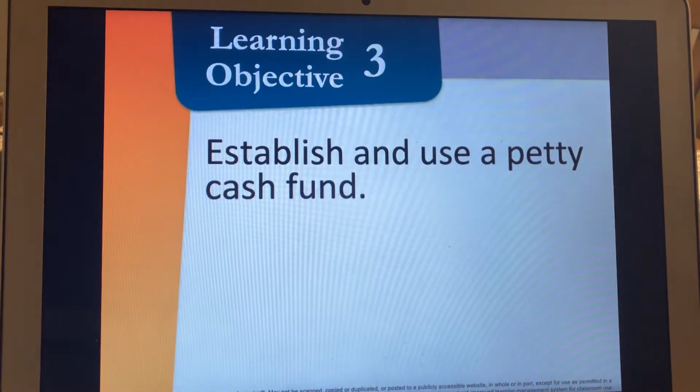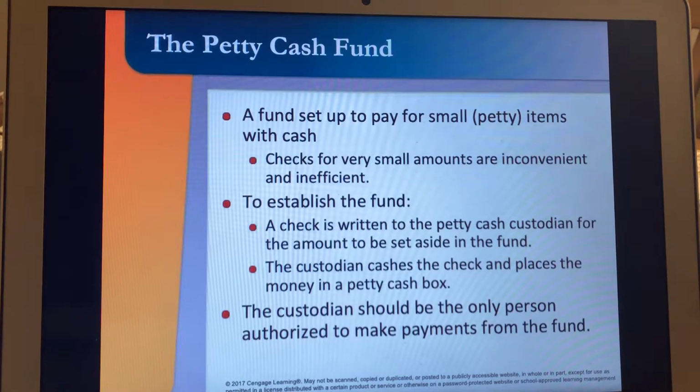Objective 3, establish and use a petty cash fund. So this is important. It is a fund set up to pay for small items with cash. Checks for very small amounts are inconvenient and inefficient. To establish the fund, a check is written to the petty cash custodian for the amount to be set aside in the fund. The custodian cashes the check and places the money in a petty cash box. The custodian should be the only person authorized to make payments from the fund, so there's a separation of duties.